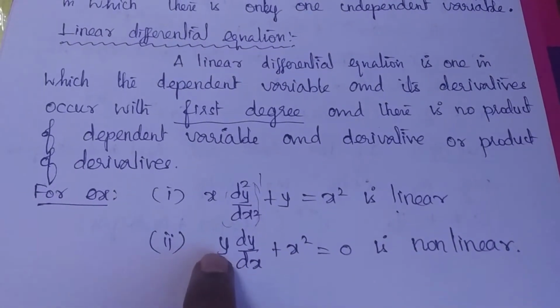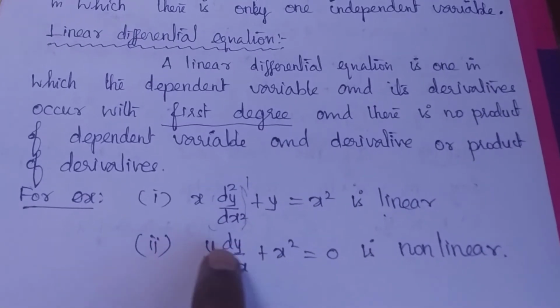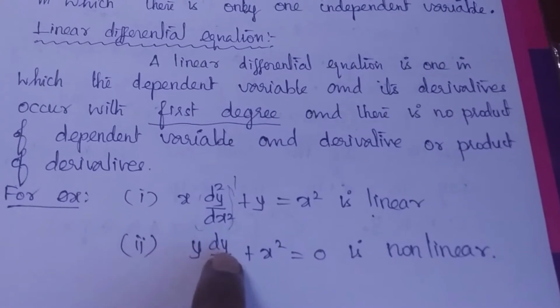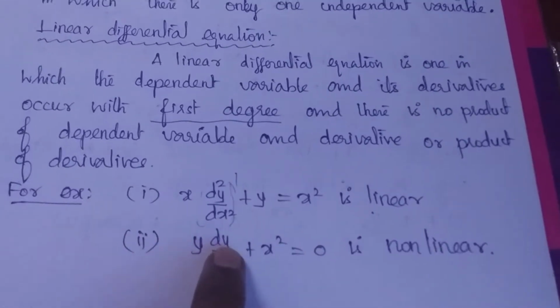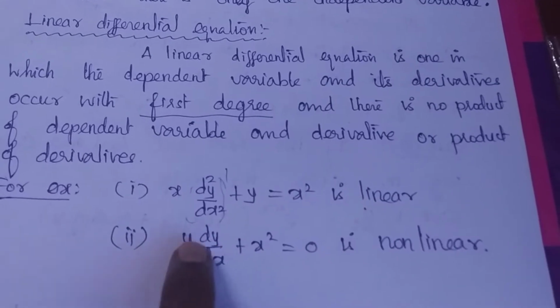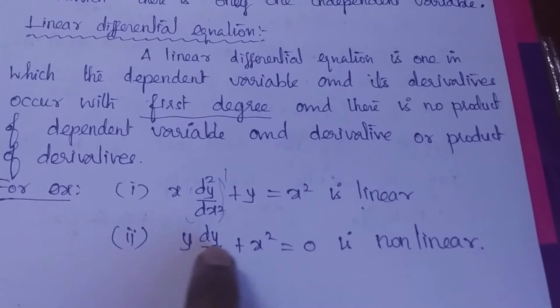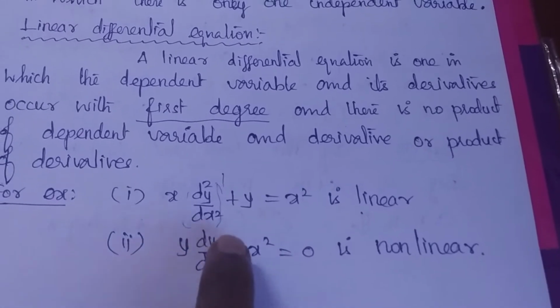And also if the dependent variable is multiplied, like y dy by dx, then this type of equation is also non-linear. Okay. Next.